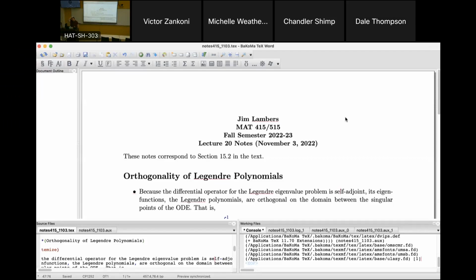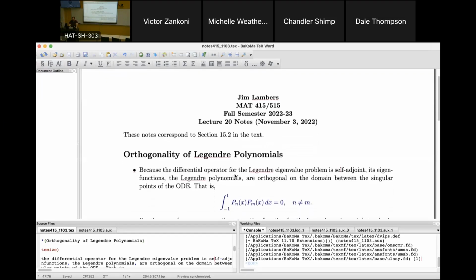So, what we've seen from last time is that we have the Legendre differential equation that's an eigenvalue problem, and the Legendre polynomials are solutions of that equation, so they are eigenfunctions. And the differential operator for that eigenvalue problem is already shown to be self-adjoint. The coefficients were 1 minus x squared and minus 2x, with the second derivative first. So that automatically ensures that these eigenfunctions, Legendre polynomials, are orthogonal.